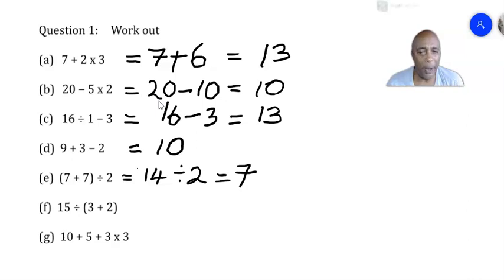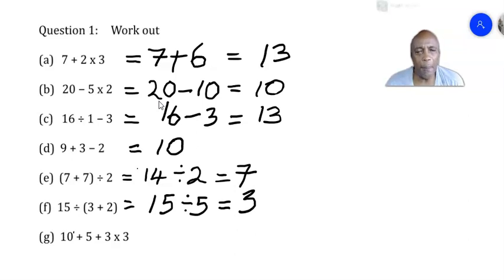F also has a bracket. So you do the bracket first. So you put down the 15 divided by, and 3 plus 2 is 5. 15 divided by 5 is 3.